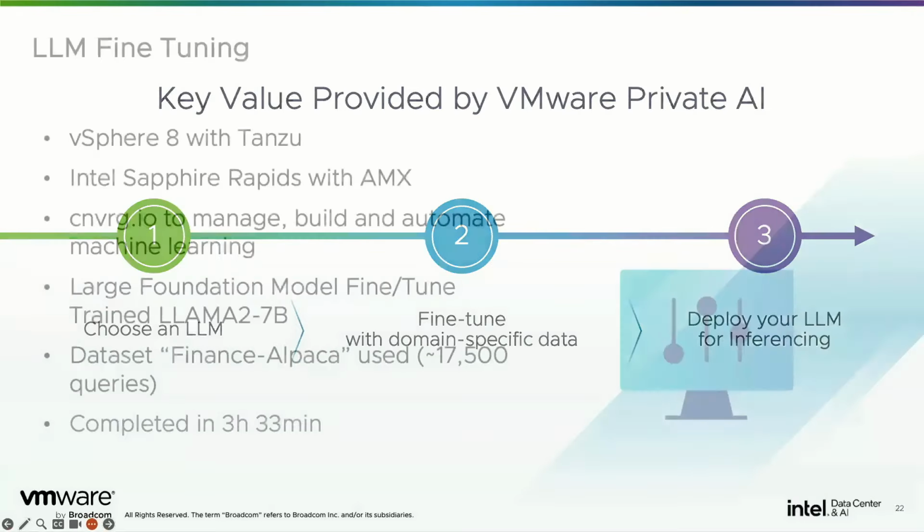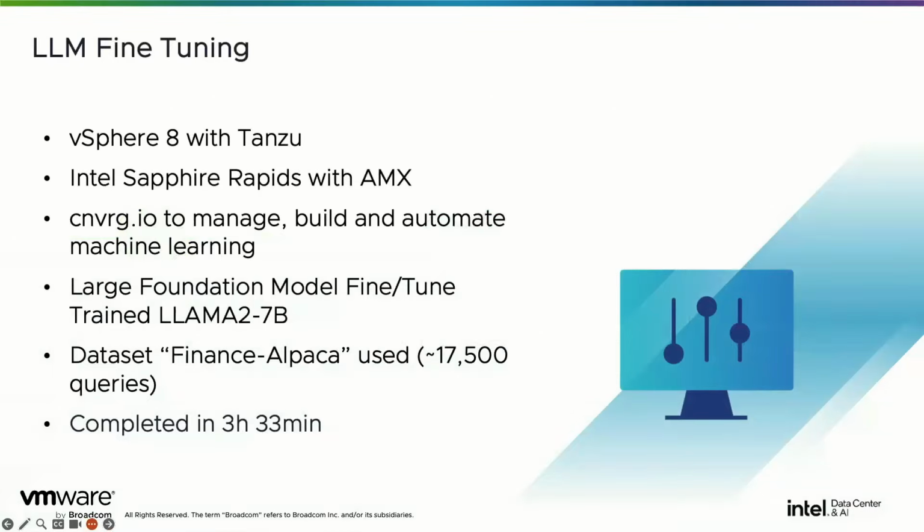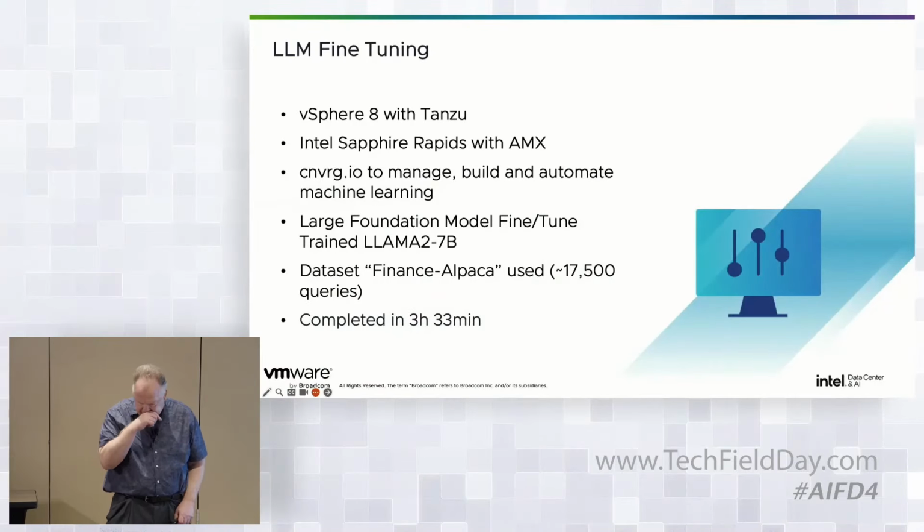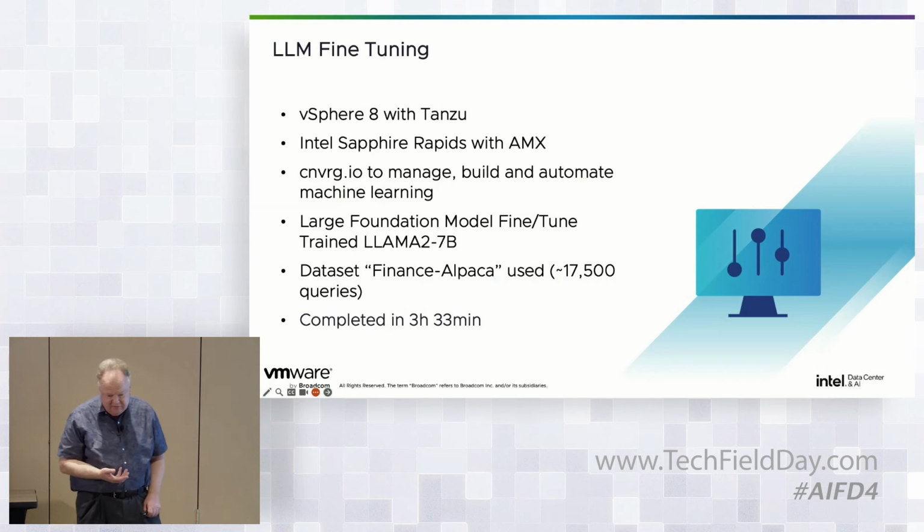So actually, I'm going to skip that one. I'm going to talk about LLM fine tuning. That last demo was just off the shelf, no fine tuning, nothing else. So we thought, hey, can we fine tune a model? So we took once again vSphere 8 with Tanzu, Sapphire Rapids with AMX. We used Converge.io to build and automate the machine learning. We were running it on a 4-node Kubernetes cluster.